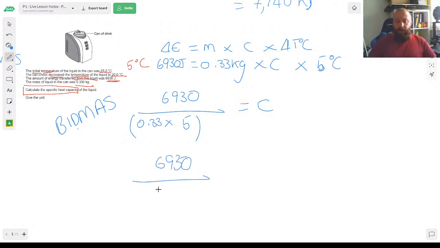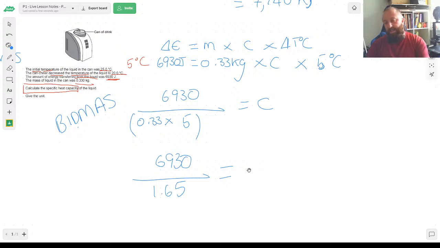So 6930 divided by 0.33 times 5 equals 1.65. Now I'm going to get the correct answer for it. So if I go back, 6930 divided by 1.65. It's 4,200, which is the specific heat capacity of water. Joules per kilogram degrees C.